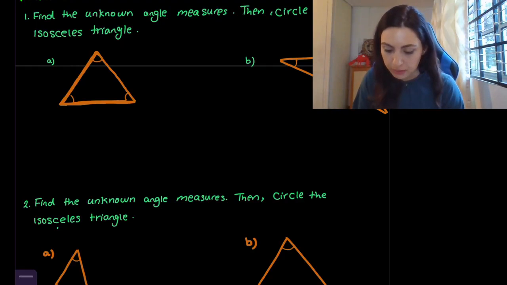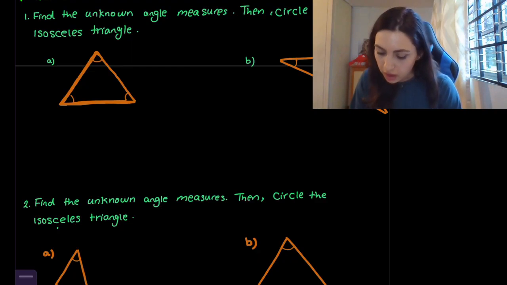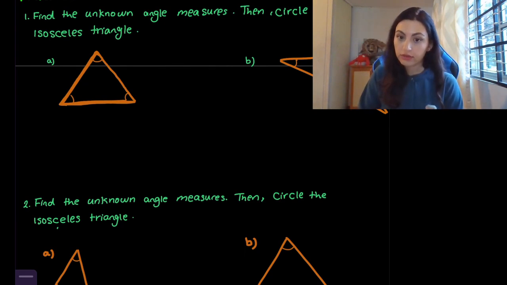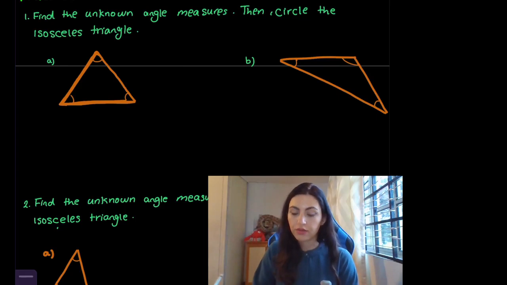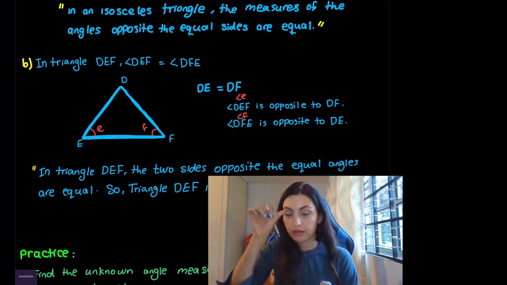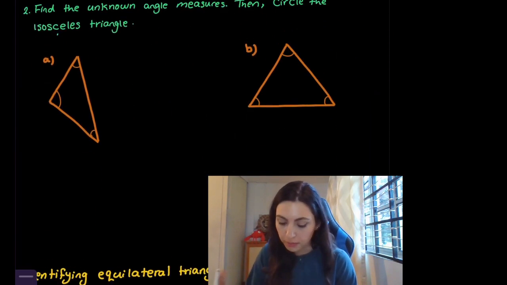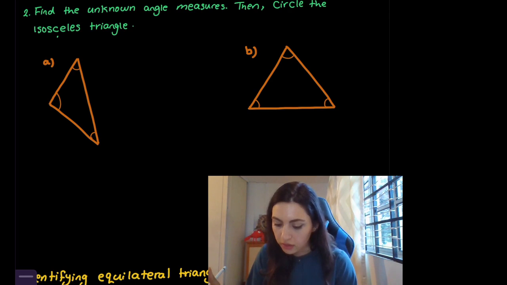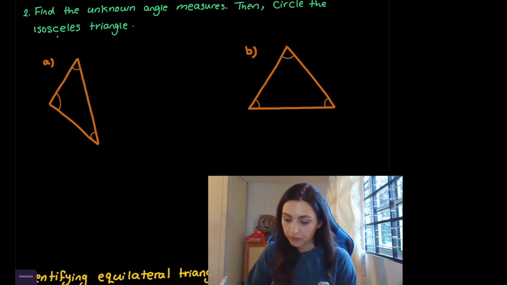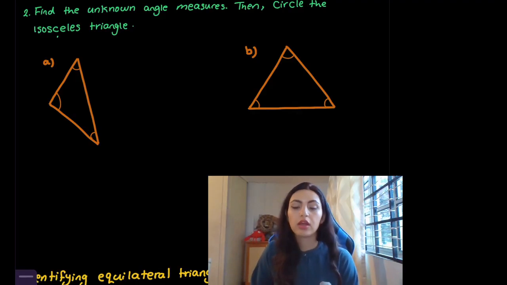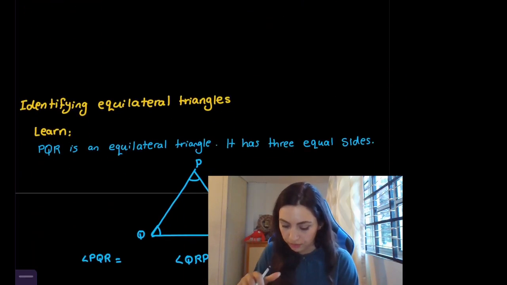Practice number 1. Find the unknown angle measures, then circle the isosceles triangle. So you have to find the angles first, and then, understanding the lesson which I explained above, tell me which one is the isosceles triangle. Number 2, find the unknown angle measures, then circle the isosceles triangle. Again, same thing. Find the angles and then find which one is an isosceles triangle.